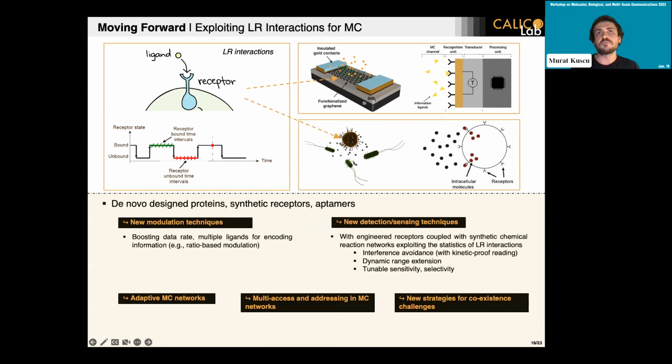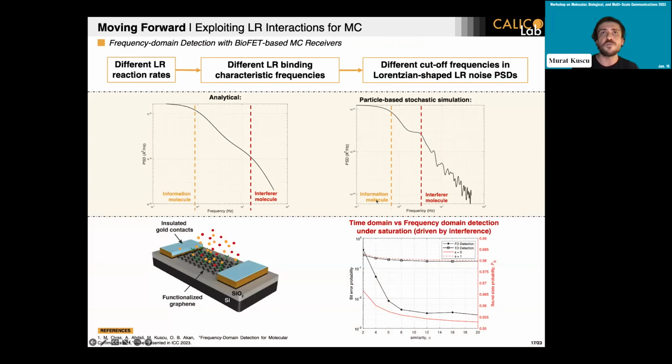So these ligand-receptor interactions not only bring a challenge, but also provide some opportunities for designing new molecular communication techniques. We are living in the age of de novo protein design, synthetic receptors, and aptamers, which means we have the tools to tune the interaction parameters, the kinetic rates, and the affinity. So in a sense, it provides a new way to develop more practical molecular communication techniques like modulation detection techniques or adaptive molecular communication networks. And it also gives us an opportunity to address multi-access and coexistence problems in crowded molecular communication networks. So in the next couple of slides, I will try to convince you that these ligand-receptor binding interactions can be engineered or exploited to enable new molecular communication techniques.